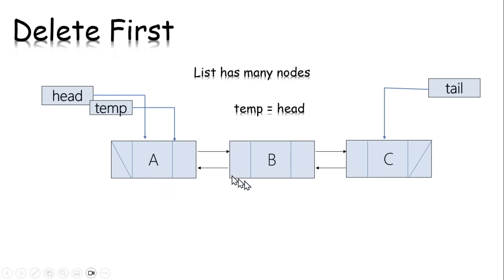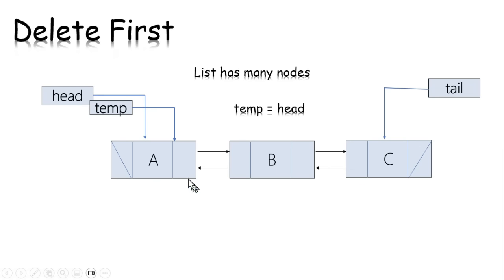Keep in mind, every node in the doubly linked list has two pointers. A here has a next pointer, and A also has a previous pointer. In this case, A's previous points to null because A is the first node. And then B here has two pointers, a next pointer and a previous pointer. The same with C: it has a next pointer, in this case pointing to null because C is the last node, and then a previous pointer that points to the previous node, which is B here.